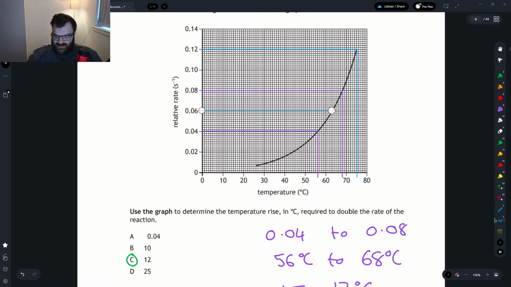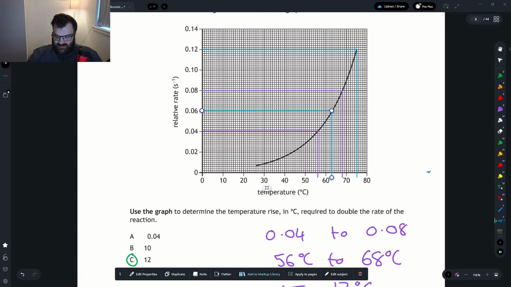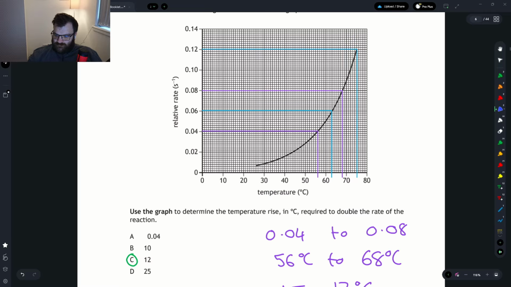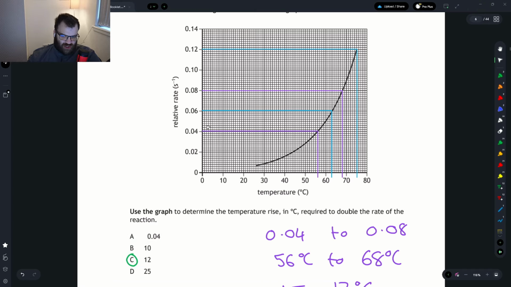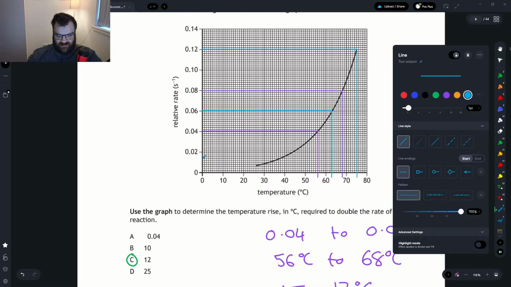Run that across and run that down. That gives us 63 and 75, again a difference of 12. There might be some variation just because of the way the curve is turning that doesn't quite get to 12, but it'll be closer to 12 than any of the other options. So if you're unsure, you can do anything as long as it's doubled the value.